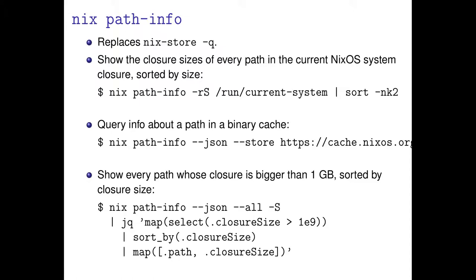Or here's a more complicated example. Show every path whose closure size is bigger than 1 gigabyte, sorted by closure size. So a shout out to my favorite command in the world, jq. It's a beautiful command.